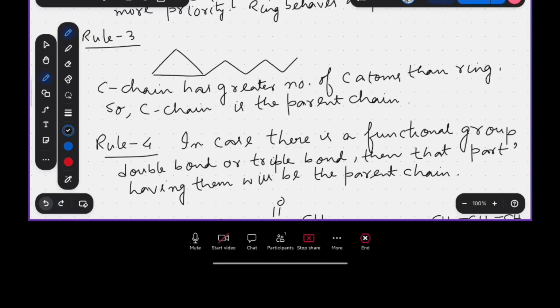The third rule says that if the carbon chain has more carbon atoms, meaning if you note carefully that the side chain has 5 carbon atoms, the alkyl chain attached to the ring has 5 carbons.